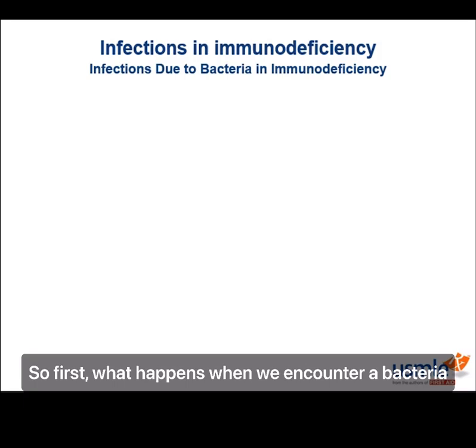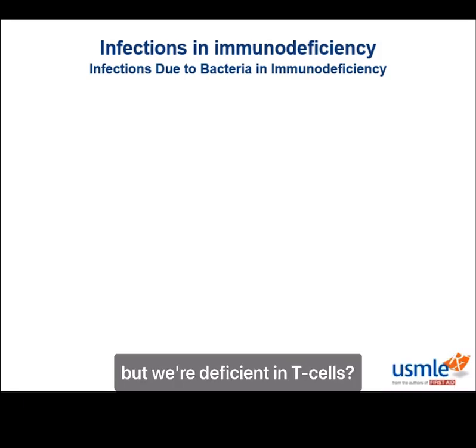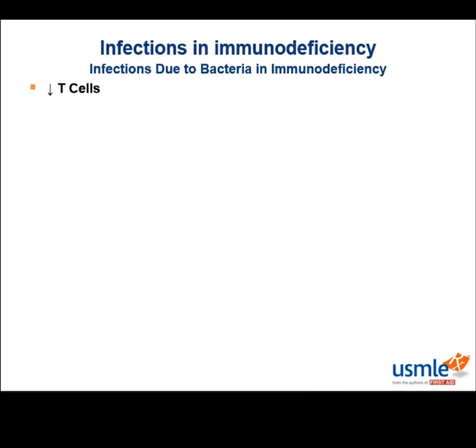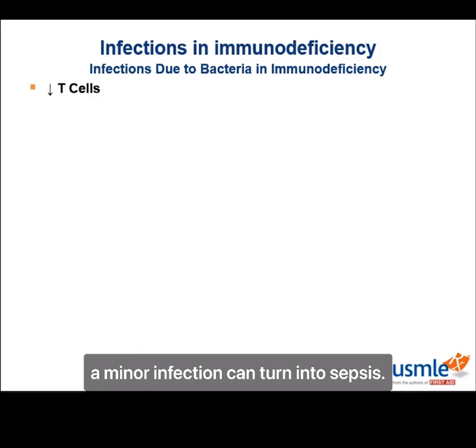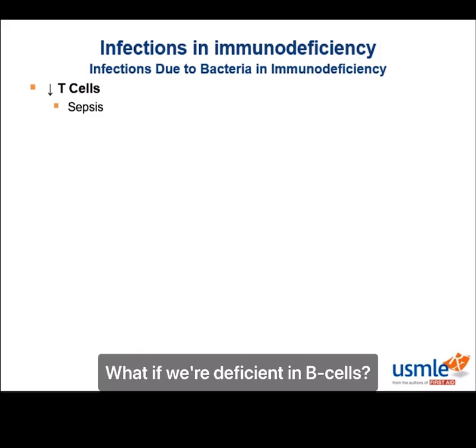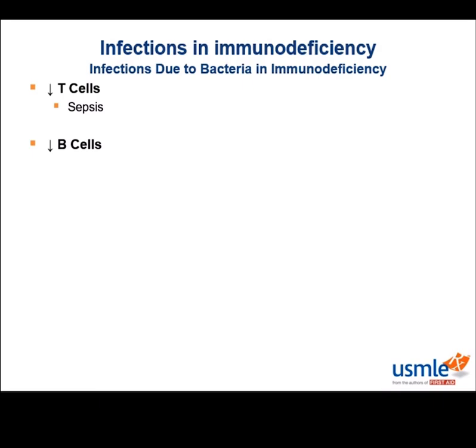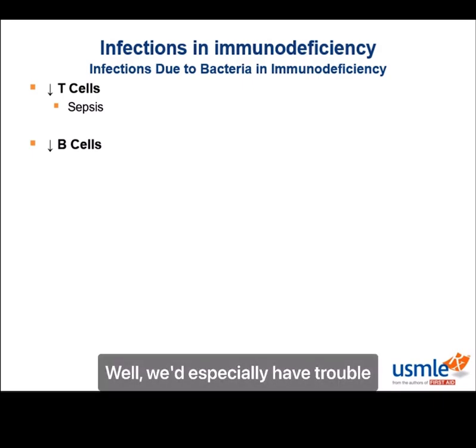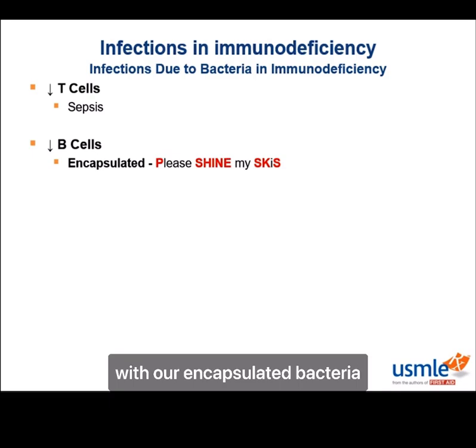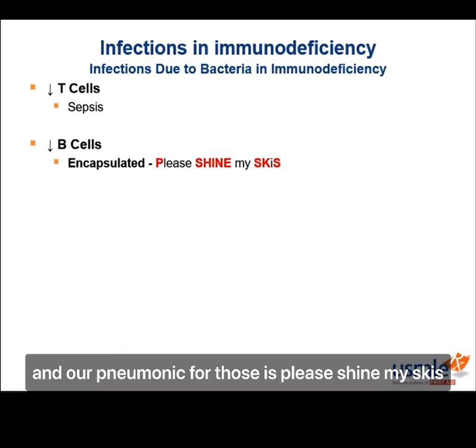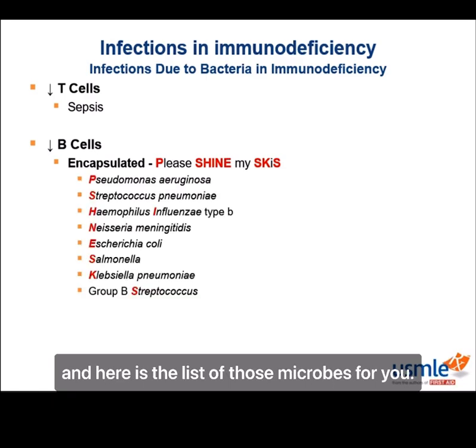So first, what happens when we encounter a bacteria but we're deficient in T cells? Well, without our T cells, a minor infection can turn into sepsis. What if we're deficient in B cells? Well, we'd especially have trouble with our encapsulated bacteria, and our mnemonic for those is "Please shine my skis." And here is the list of those microbes for you.